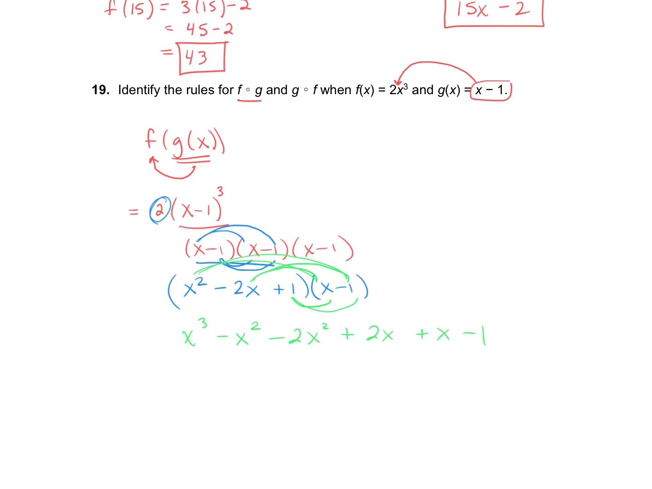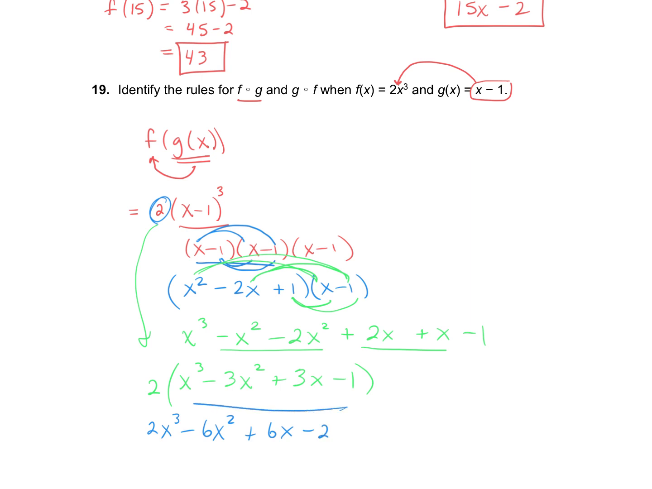All right, so combining like terms, we have x cubed, negative x squared minus 2x squared is a negative 3x squared. 2x plus x is 3x, and then minus 1. I'm going to put parentheses around this and carry down that 2. And our final answer is just going to be, we're going to distribute that 2 throughout. So we're going to have a 2x cubed minus 6x squared plus 6x minus 2. Final answer for that composition.